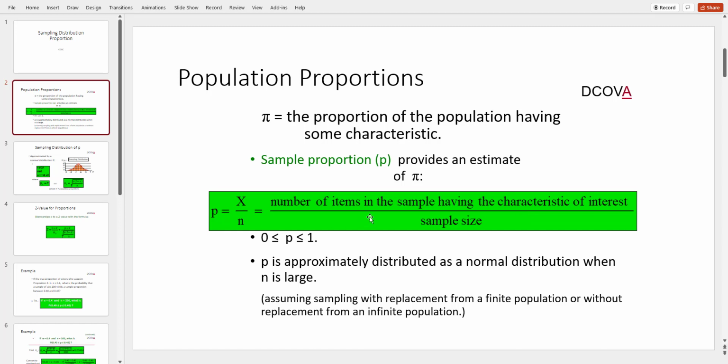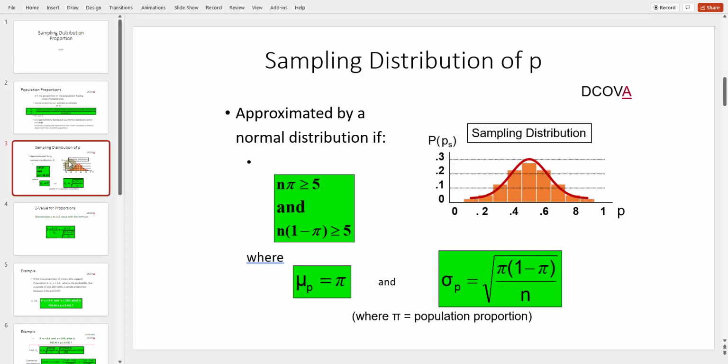Your proportion is always between 0 and 1, and is approximately distributed as a normal distribution when n is large. So, a sampling distribution of p is approximated by a normal distribution if n times pi is greater than or equal to 5 and n times 1 minus pi is greater than or equal to 5. So the sampling distribution will have a mean equal to pi, your population proportion, and the standard deviation is the square root of pi times 1 minus pi all over n.